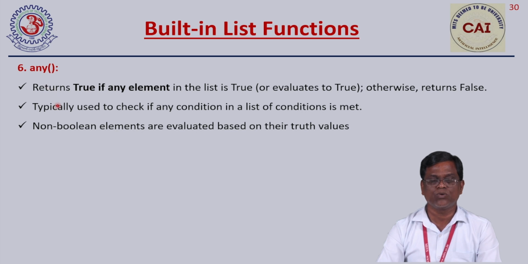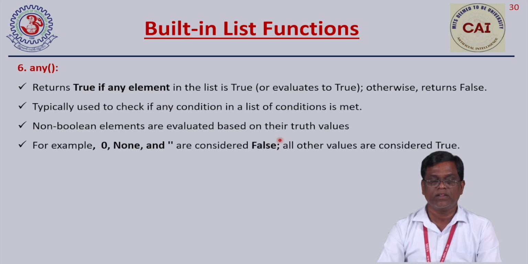It returns true if any element in the given list is evaluated true. Otherwise it will return false. We use this kind of function if you want to check any condition on the values that are there in that particular list. Non-Boolean elements are evaluated based on their truth values. So any non-Boolean values will be evaluated as either true or false based on their truth values.